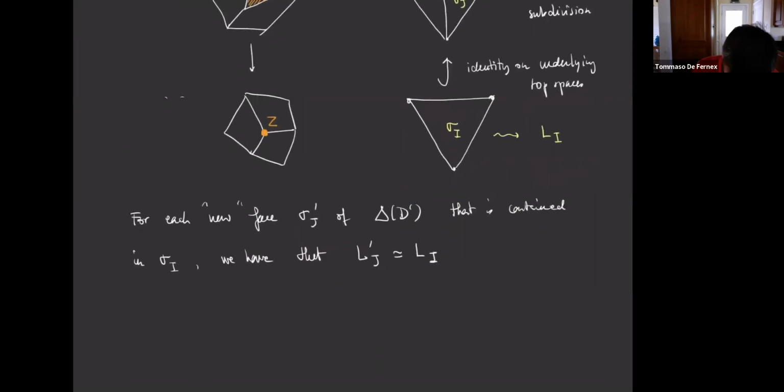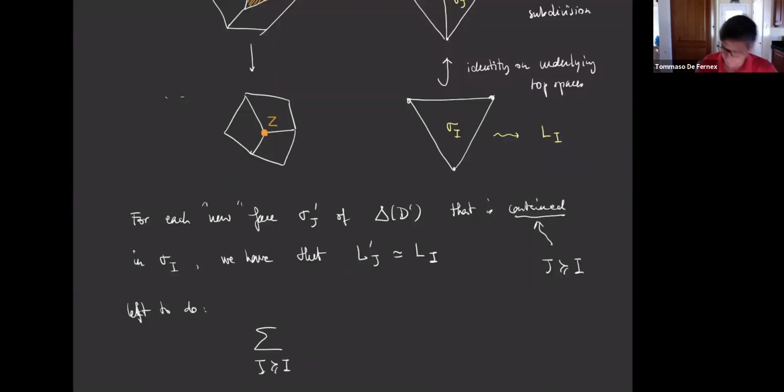So we're left to do the following. I'm going to use this symbol for this condition. What we're left to do is just to check that when I look at the sum over all the J dominating I, meaning that the faces are inside there, of (-1) to the J - 1, it is the same thing as (-1) to the size of I - 1.